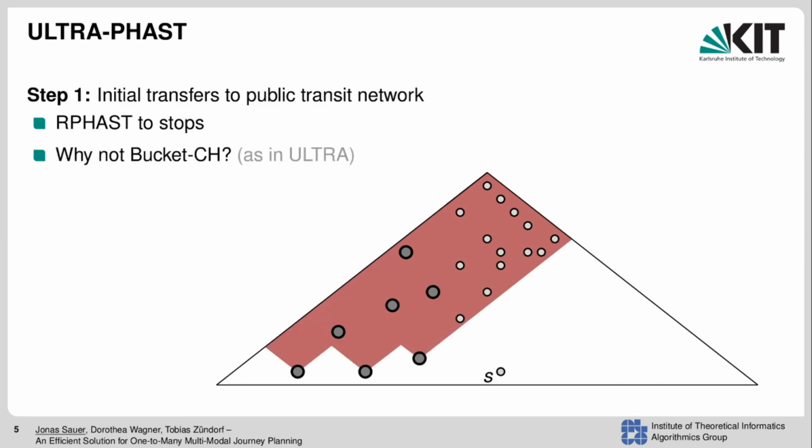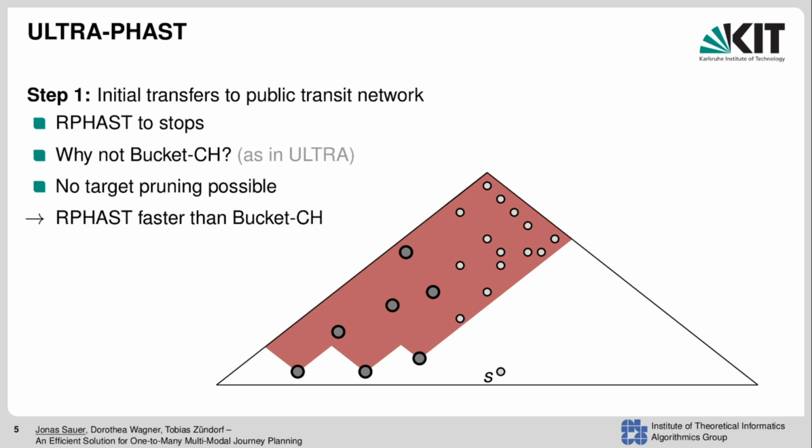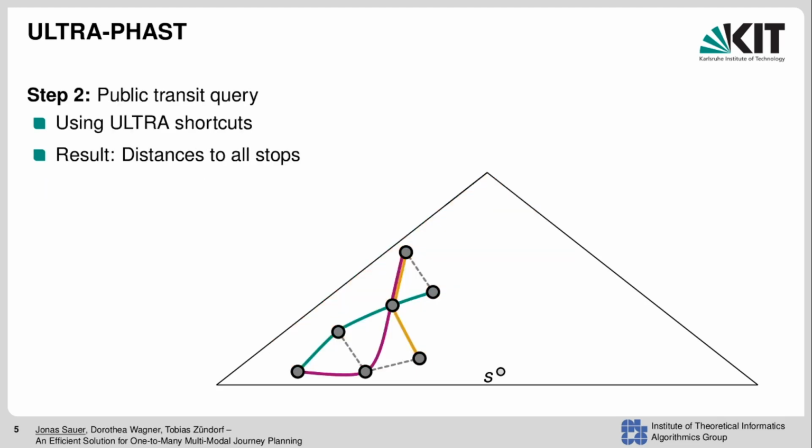The reason we don't use a bucket CH search as we would do in Ultra is that in this case where we have multiple target vertices, no target pruning is possible. So in this case, rFast is actually faster than bucket CH.